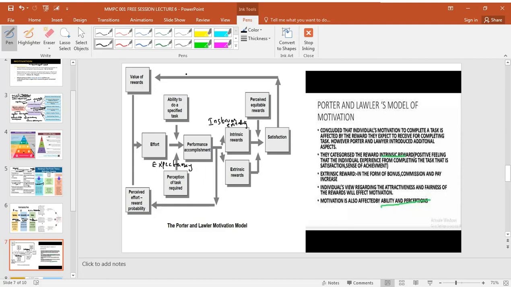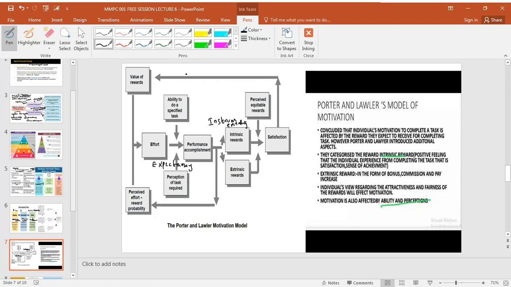If you are not making the performance level attainable, that means these rewards are of no use, right? So then link that reward to the performance. These four strategies managers have to follow, then only they can improve the motivational level of the employee.